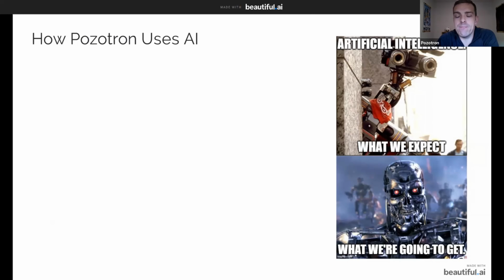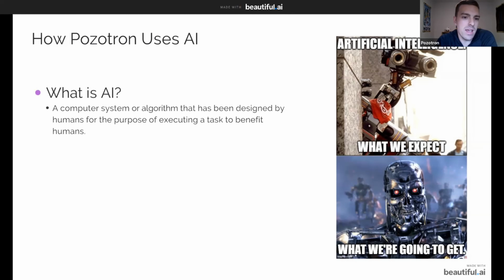So this meme, I actually think, is a little bit backwards, because I think most people are actually expecting the Terminator at the bottom. And for the most part, AI is just not there yet. So first of all, what is artificial intelligence? AI is simply a computer system or algorithm that has been designed by humans for the purpose of executing a task to benefit humans. Very simple there. It has the potential, when it gets much further along in development, to be self-aware Skynet, but it's nowhere near that point. I will say also that AI does what it is designed to do for the most part.